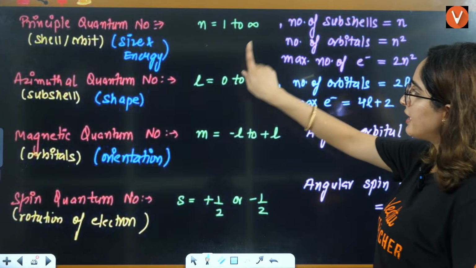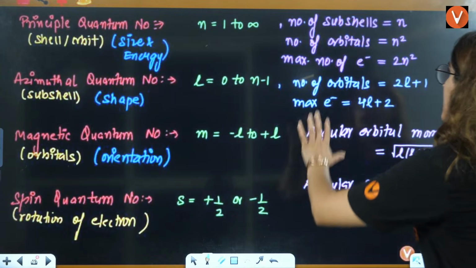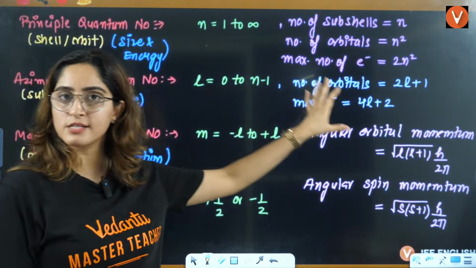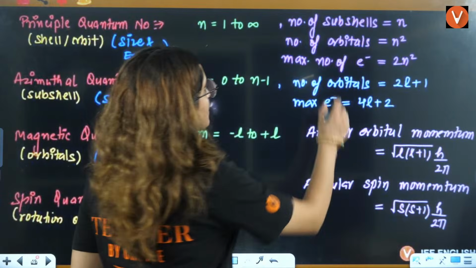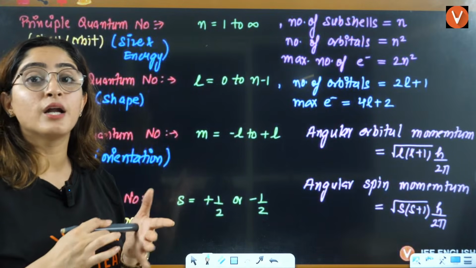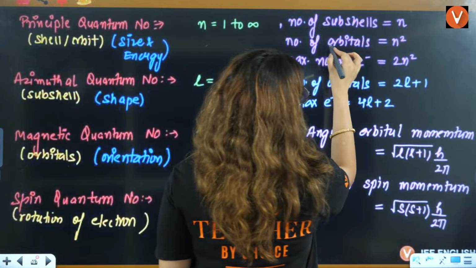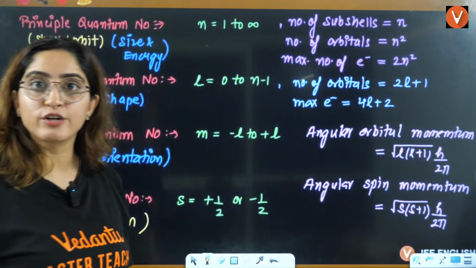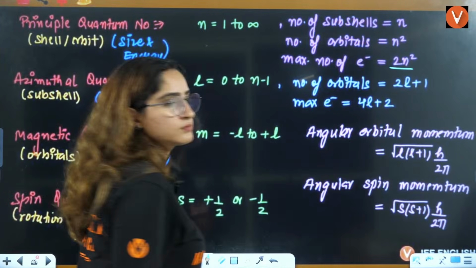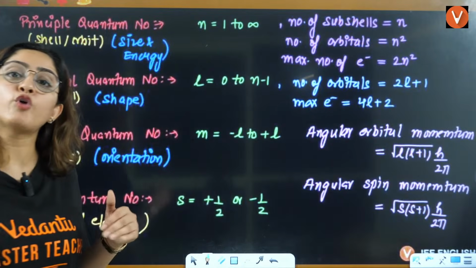All the formulas are written here. This is from 1 to infinity, 0 to n minus 1, minus l to plus l, plus half or minus half. Other formulas are written here because I want you guys to also remember this. That's why I have made this table for you. A simple way of remembering this is: number of subshells in a shell is n, but number of orbitals in a shell is n square. Number of electrons, because in one orbital you have 2 electrons, will be 2n square.